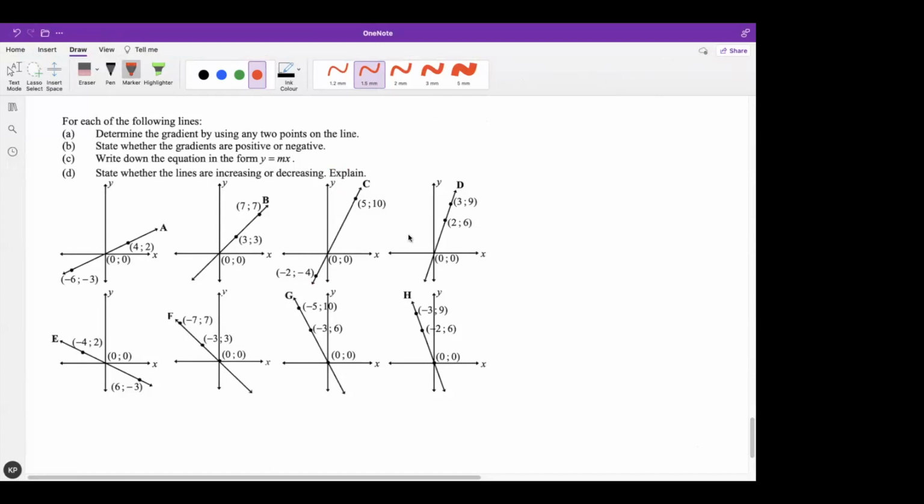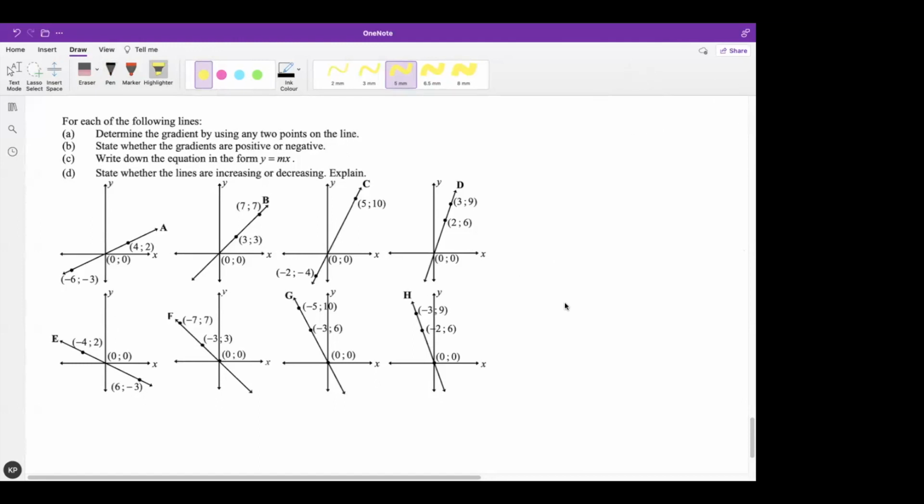Okay, let me stop it. Let's do one more. For one of these graphs, we're going to find the gradient, state whether it is positive or negative, find the equation, and say whether it is increasing or decreasing. Okay, let's start with A. Before you even see anything or calculate anything, is this an increasing or decreasing graph? We don't actually have to do a calculation to know this. Is A an increasing or decreasing graph?